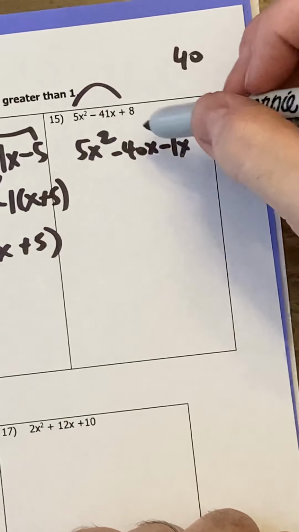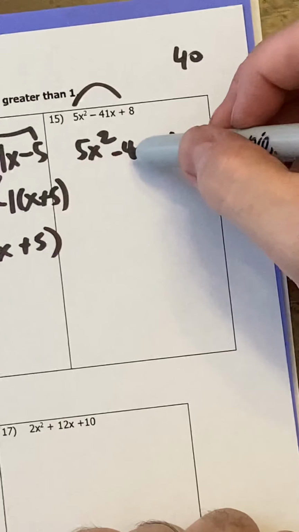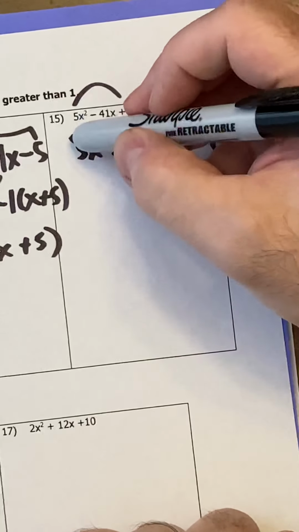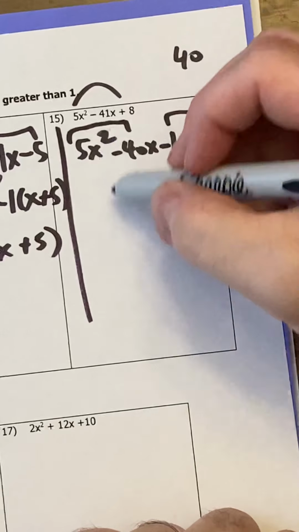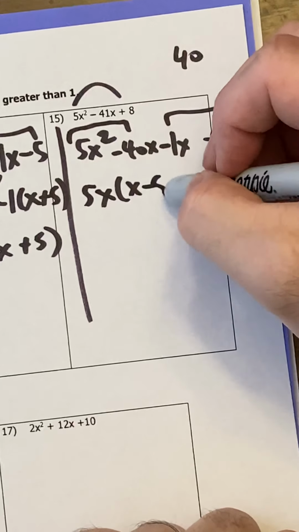All right, so negative 40, let's see if that works. Yeah, negative times a negative is a positive. Negative 40 times negative 1 is 40, and negative 40 minus 1 is negative 41. Now we could do our grouping here. Find the greatest common factor, which is going to be 5x. And then you get x minus 8.